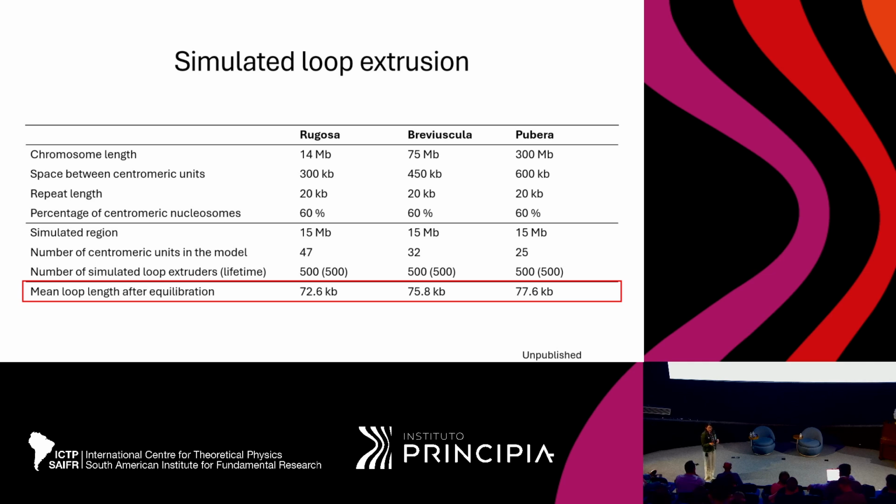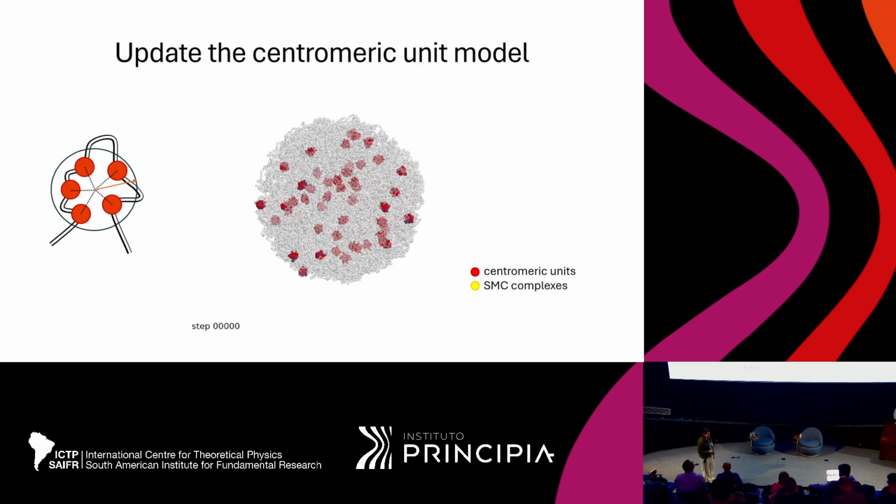But as Vittoria said, the loops have a different shape. They move in space, and it's not just the stretched chromatin fiber. So maybe they have this difference in size, but in 3D it wouldn't show. So I tried to simulate again.